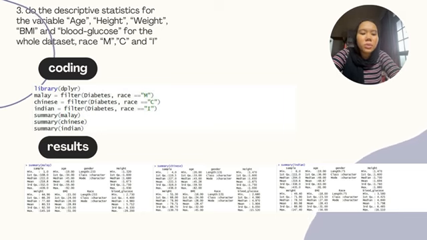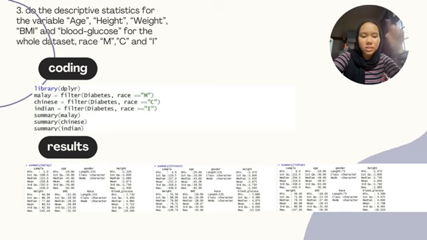So first, we will load the library dplyr, which will load the dplyr package for data manipulation, and then next we will filter the data based on the race needed, where we use the code Malay equals filter(diabetes, race == "M"). We will repeat this for Chinese and Indian. Then we will use the summary function to show all the relevant data in each race to be printed.